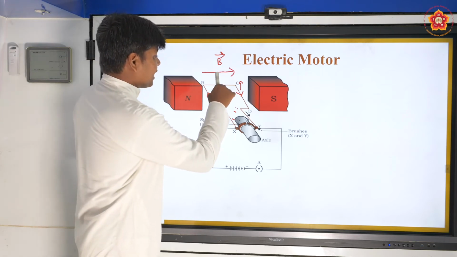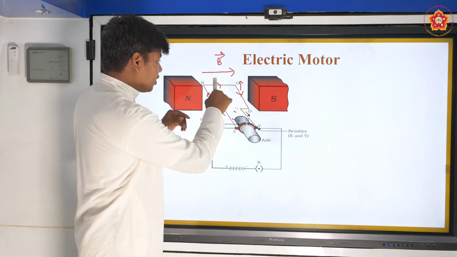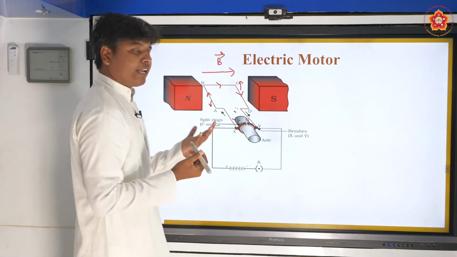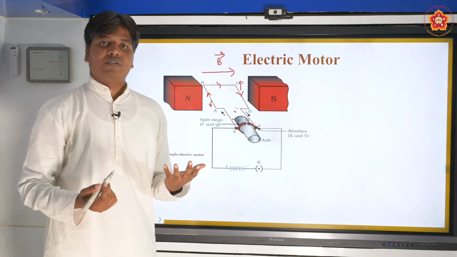Now it has reached its maximum position. Now CD has to come down, AB has to go up. So how can we change the direction of force now?